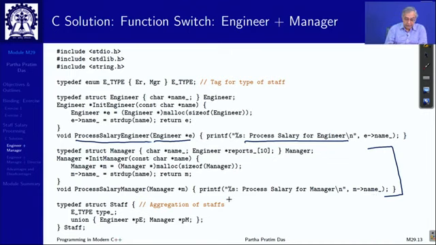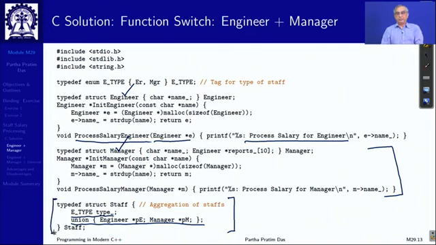So, a staff can be an engineer or a staff can be a manager. So, I need to unify these two types. So, I create a union of engineer pointer and manager pointer. But then that classical question as to how do I know which type of pointer it is. So, I have a tag which will say which type of pointer it is, whether it is an engineer pointer or a manager pointer, and then I aggregate these into a structure. So, this becomes my staff entity.